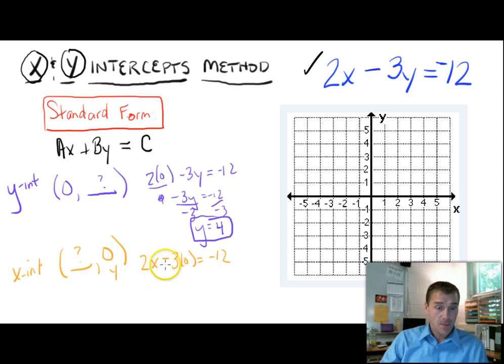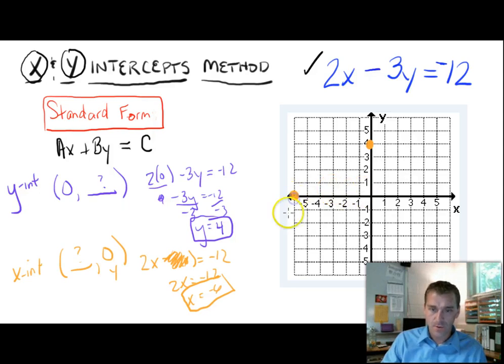So let's start calculating. Negative 3 times 0 is 0, so this is actually gone. I'm left with 2x equals negative 12. So x is equal to negative 6. So this graph crosses the y-axis at 4 up here, and the x-axis crosses at negative 6. It's over here, right there. So at negative 6, 0, and at 0, 4, those are my intercepts.